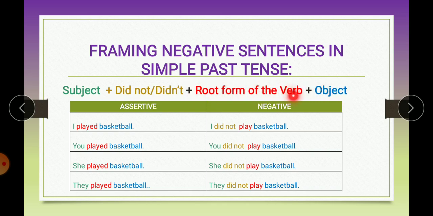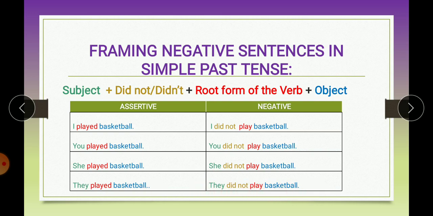Now what is the root form of the verb? See, in simple past tense, we were using the past form of the verb, that is the second form. But when we are using did, we are always using the first form of the verb. I played basketball. Negative will be I did not play. So you can say that played has been changed to play because we are adding did not. She played basketball. She did not play. They played. They did not play basketball.